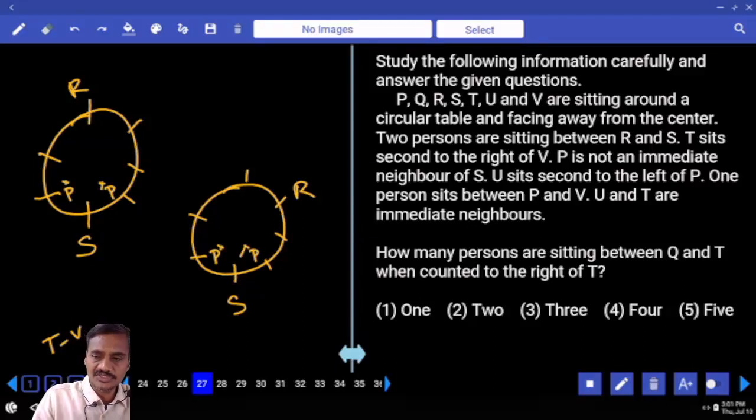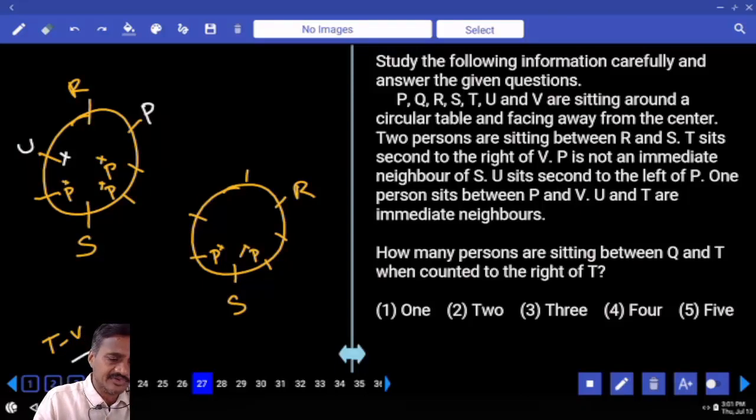Then U sits second to the left of P. Now U is seated second to the left of P. Now we cannot have P at this place as well. Then can we have P at this place or not? Then U sits second to the left of P here. Now P cannot be here as well because U sits second to the left of P, not possible. Hence U, P, S were already done.